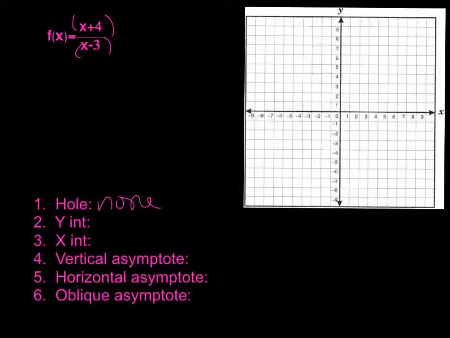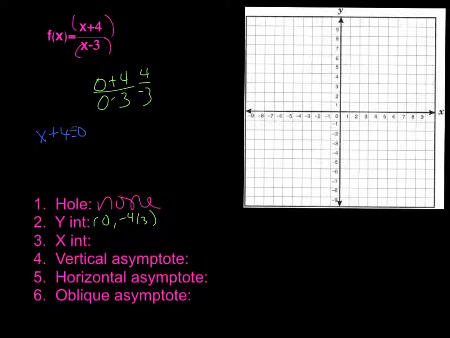My y-intercept you are going to get by plugging in 0 for your x. That gives me 4 over negative 3. So my y-intercept is 0, negative 4/3. My x-intercept you get by setting your numerator equal to 0 and writing it as a coordinate. So my x-intercept is negative 4, 0.